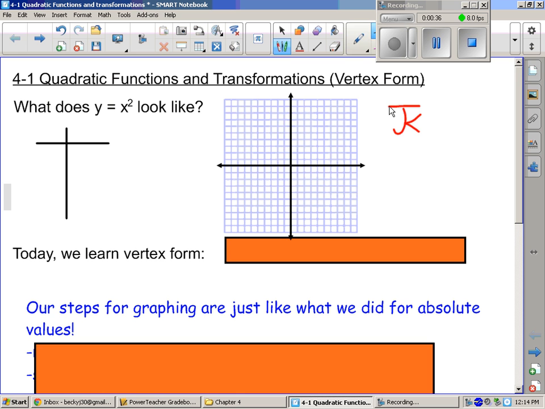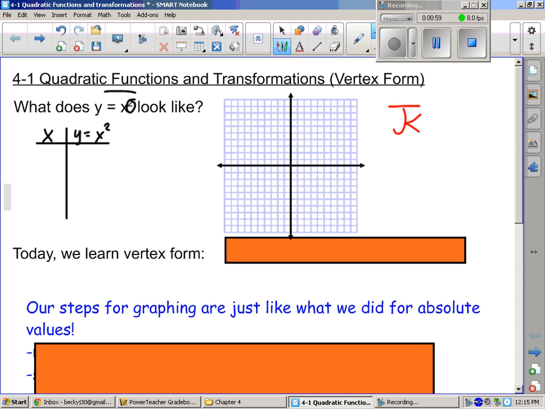All right, today we're doing section 4.1, quadratic functions and transformations, and we're going to do it in the vertex form. We have the equation y equals x squared. A square makes it a quadratic. We're going to do a little t-chart here, and this is x, and then y equals x squared.